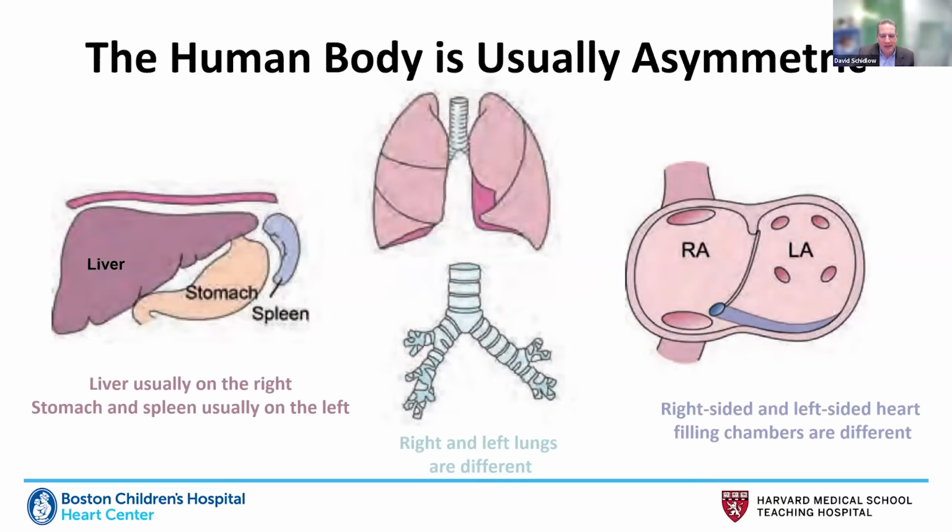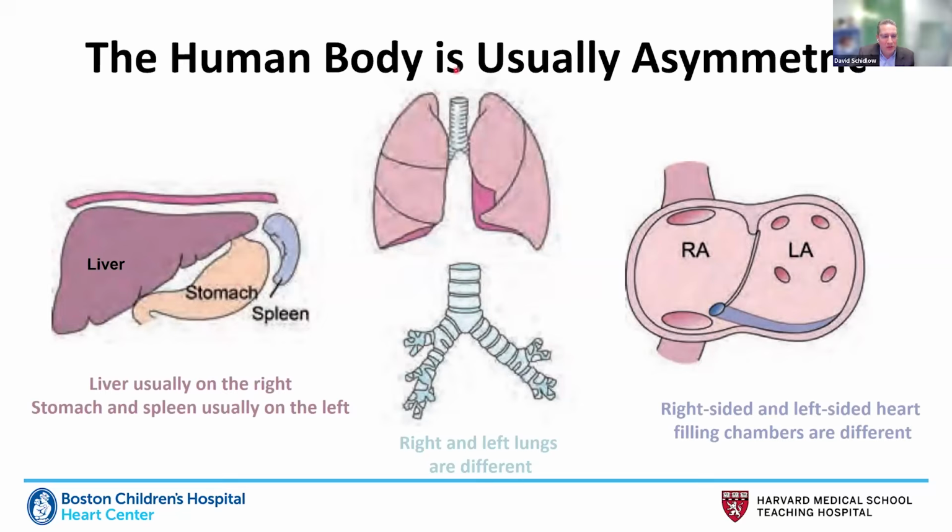To define heterotaxy, one really first has to talk about the usual asymmetry that's found in the human body. Specifically, some organs are usually on the right side, and some organs are usually on the left side. For example, the liver is usually on the right, and the stomach and spleen are usually on the left. When you're looking at this picture, you want to be pretending as though you're looking directly at somebody.